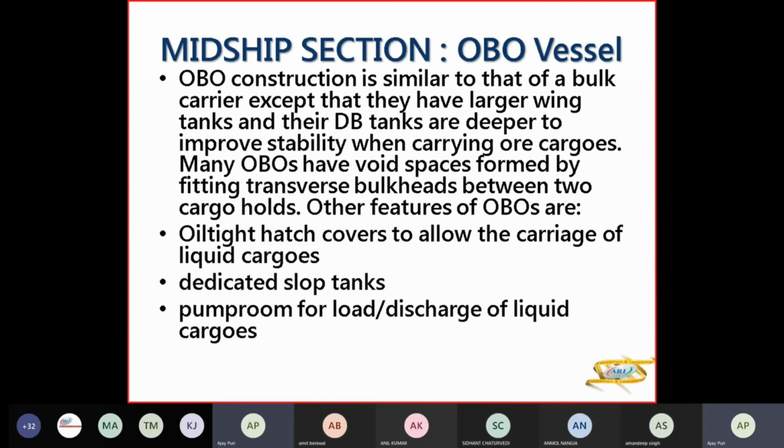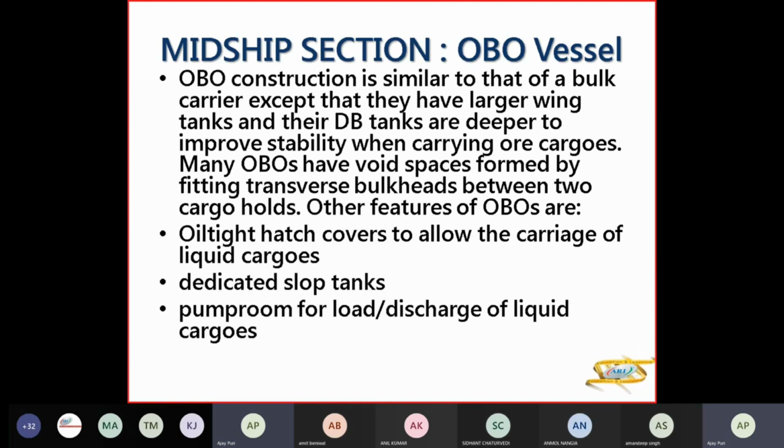So the OBO construction is similar to a bulk carrier except that the wing tanks are larger and the DB tanks are deeper, so that you have better stability when you're carrying ore cargoes. And the void spaces are there between your transverse bulkhead and the different holds. Other bulk carriers don't have void spaces so much. These were the salient features of the OBO.